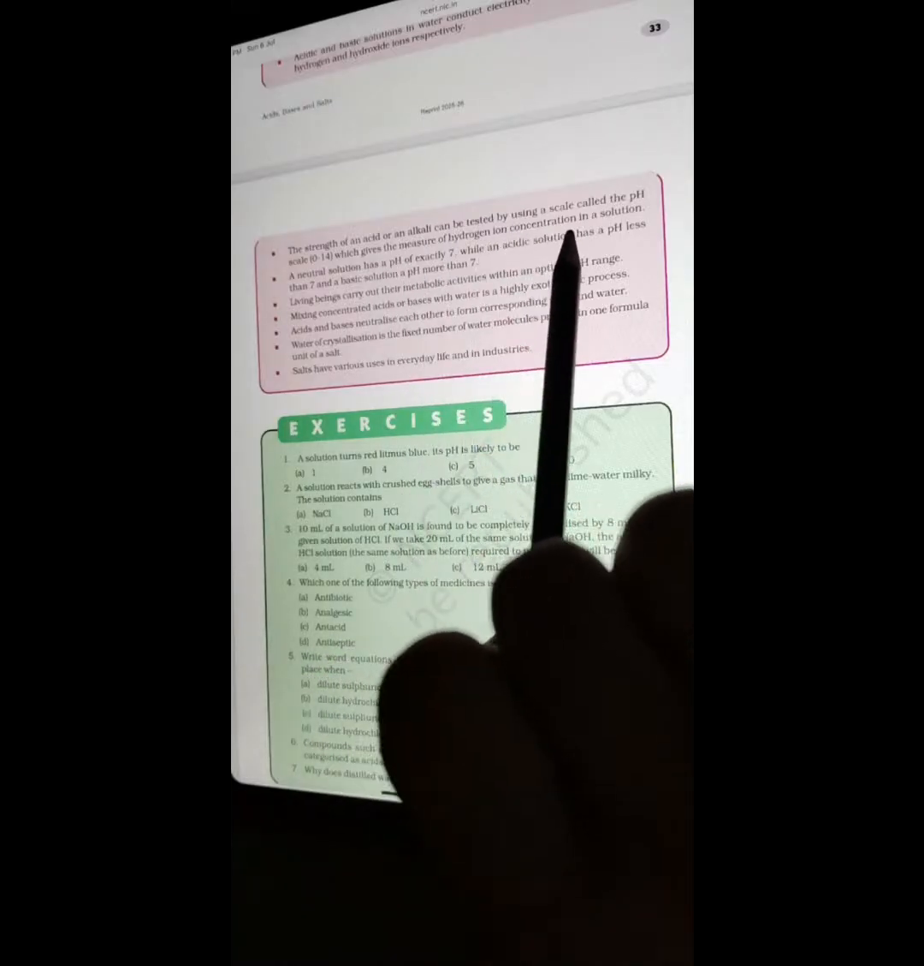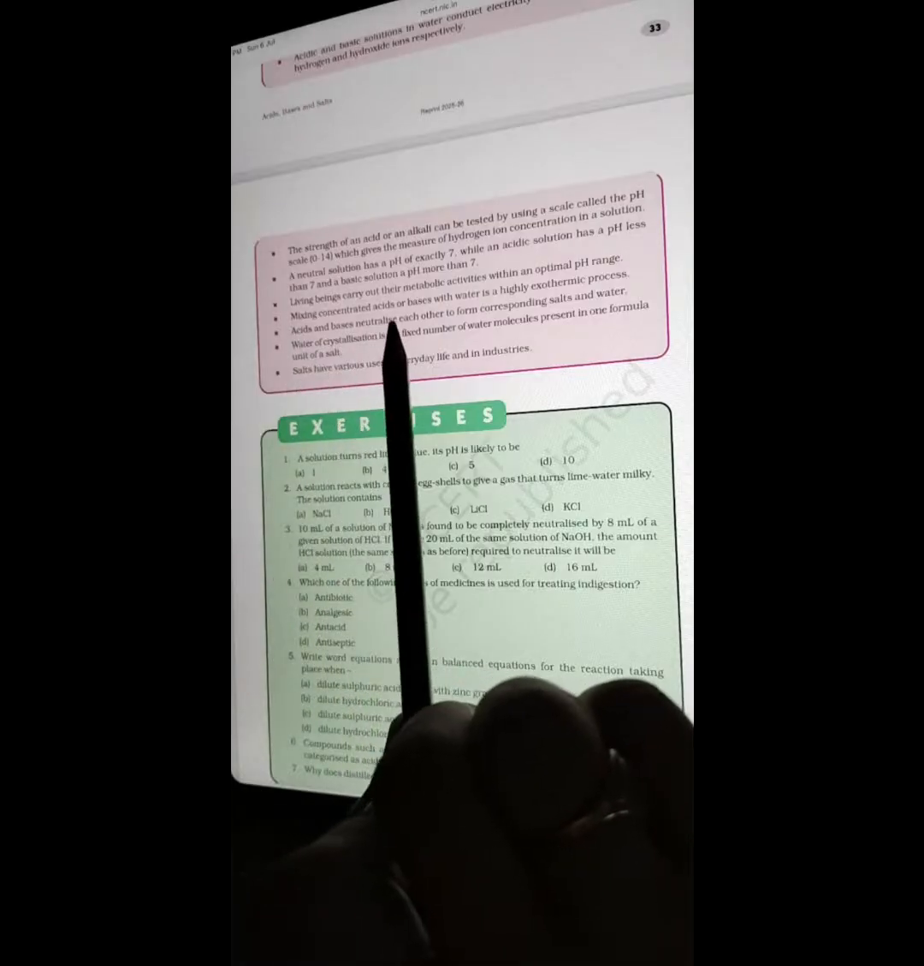The strength of an acid or an alkali can be tested by using a scale called the pH scale that runs from 0 to 14, which gives the measure of hydrogen ion concentration in a solution. A neutral solution has a pH of exactly 7, while an acidic solution has a pH less than 7, while a basic solution has a pH of more than 7. Living beings carry out their metabolic activities within an optimal pH range.